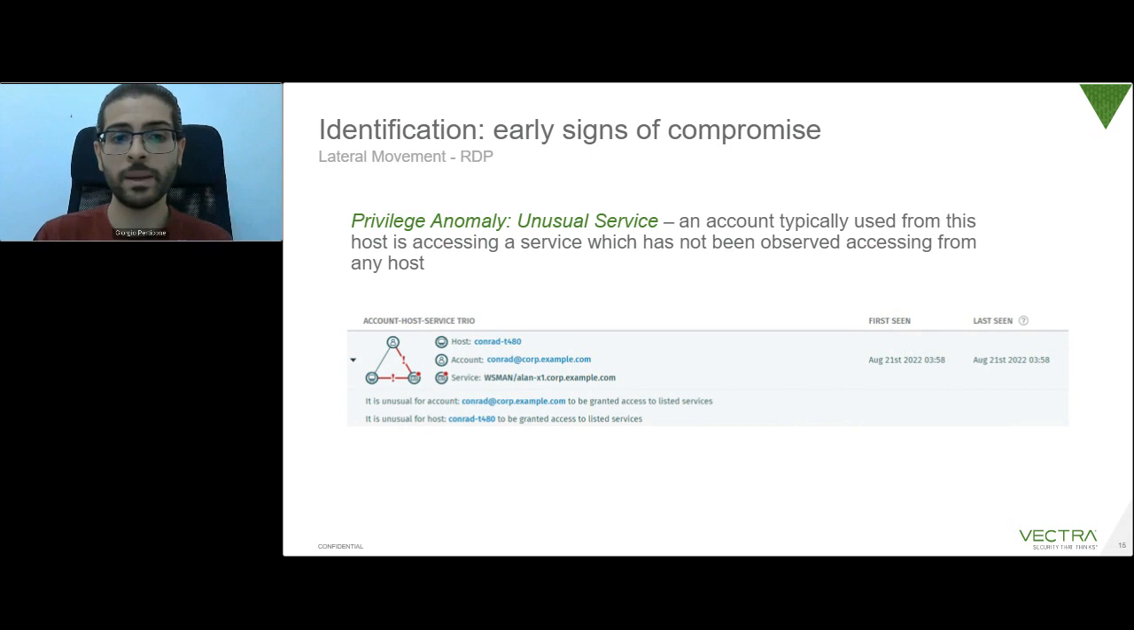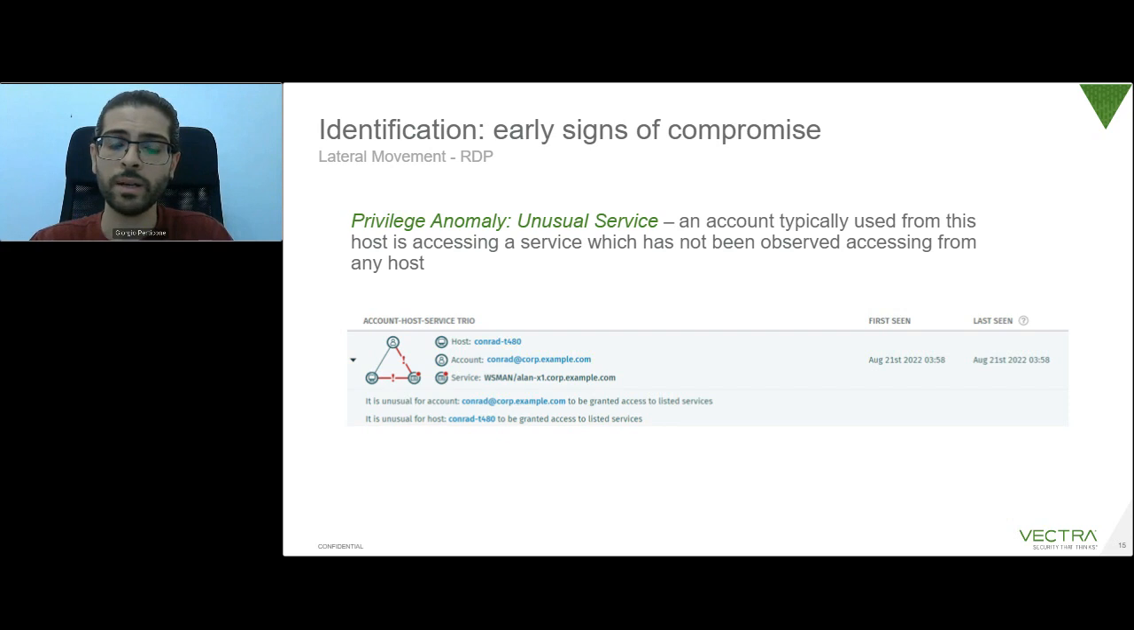Here again, I go through some examples of detections talking about lateral movement, and the first one is probably one of the most interesting. So privilege anomaly detections in general, we have a list of them, all of which are using the same naming convention, privilege anomaly something. All of these are taking into consideration those 3 elements you can see on the screenshot: the host, the account, and service and target.